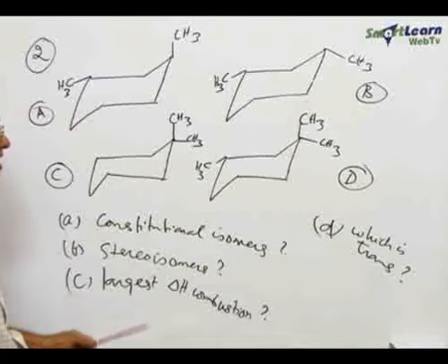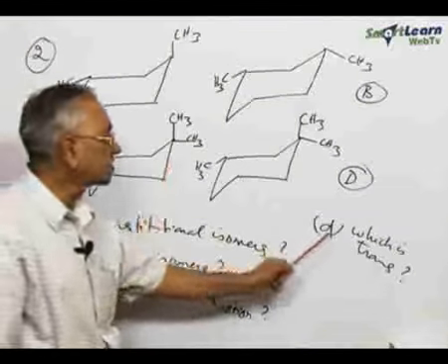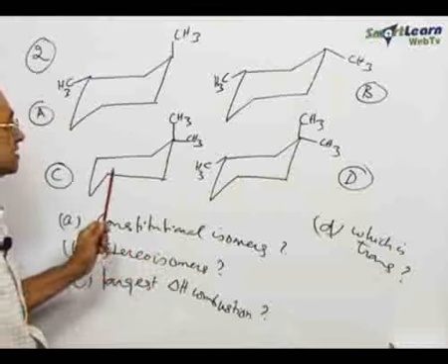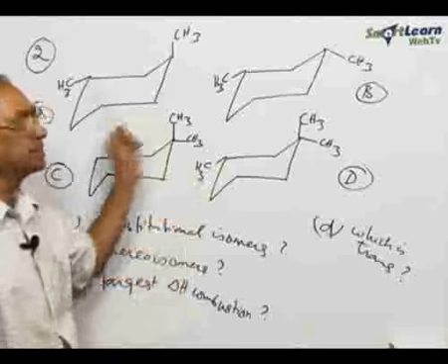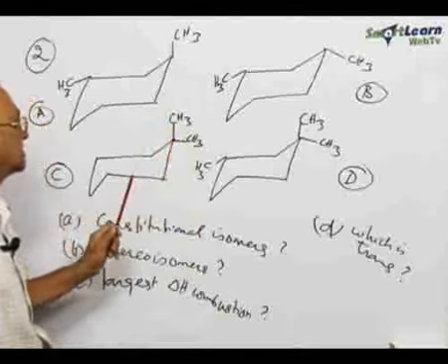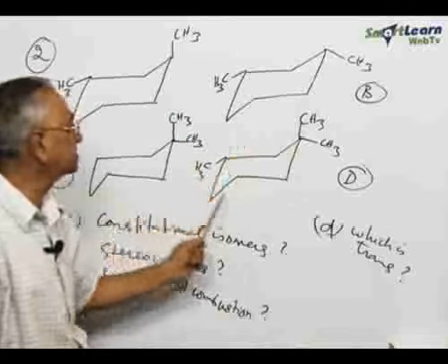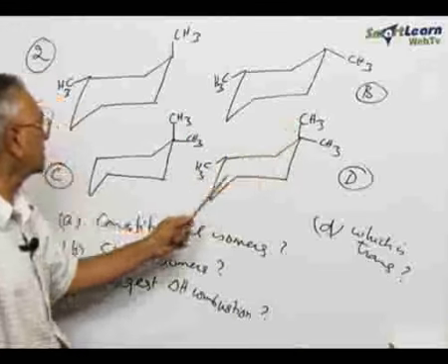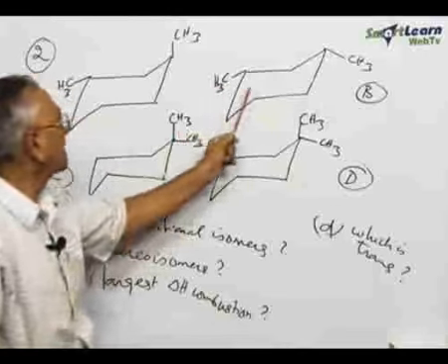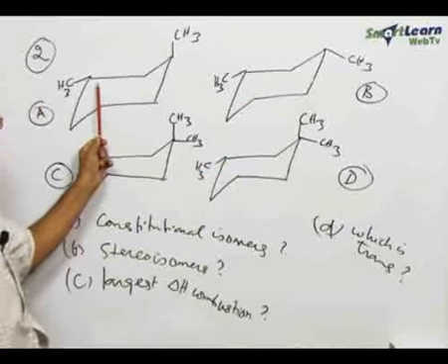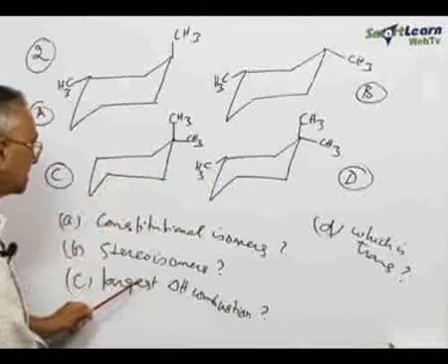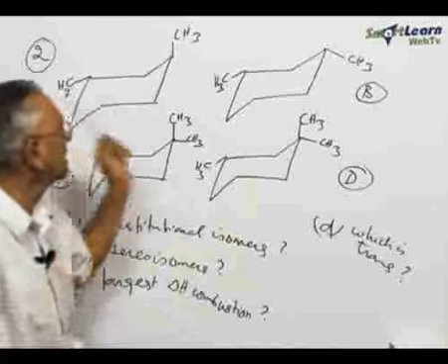Then the fourth question is, which one of them is trans? This has already been discussed among the stereoisomers. To make it clearer, the question is, which one of these four is trans in nature? Here we cannot fix cis and trans where there are more than two groups. These two methyl groups in A are trans and in B they are cis.